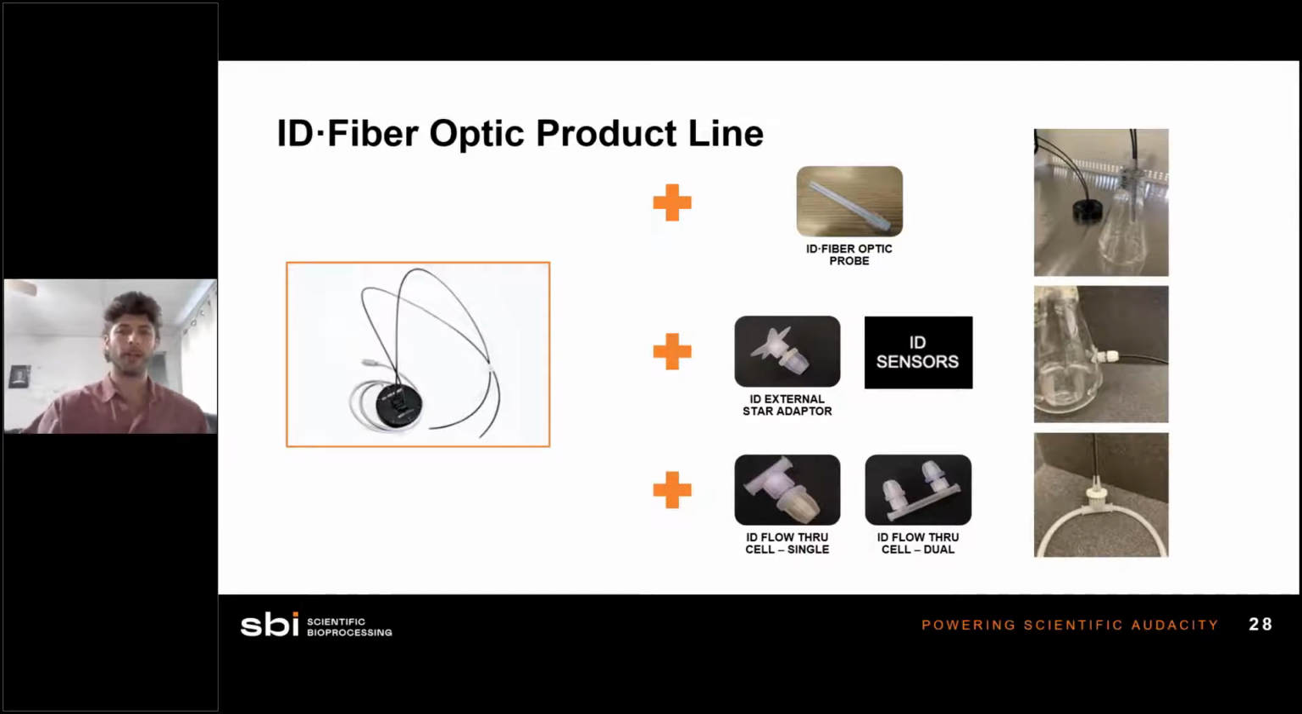We also have a star adapter, so it's shaped like a little star, so those little arms can grab the curvature of different types of culture vessels. It's meant to stick the end of the fiber optic cable to a culture vessel so that it can locate that sensor sticker wherever it is in that device. And then here we have the flow-through cell, which I mentioned before. This is meant to fit into perfusion and feeding lines, and there's a sensor housed in this flow cell, and the fiber optic cable runs to that sensor.